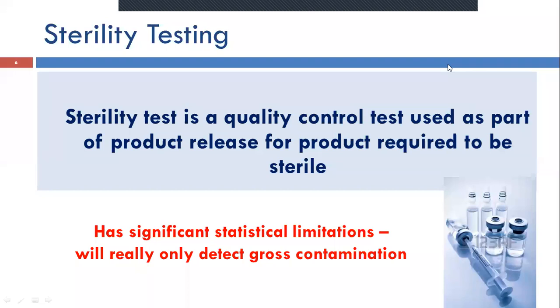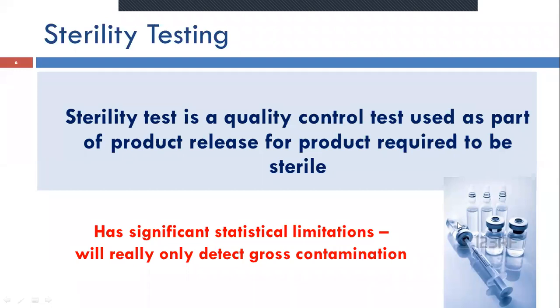They may all be present in one vial, or they may be distributed among different vials. So that is the reason this sterility test does not give you the complete picture; it doesn't indicate the complete sterility of the product. It has significant statistical limitations in that it will give only gross contamination. So if, in whatever sample has been taken, one or two samples show the presence of these organisms, then the whole product will be considered not sterile. But if you miss that, then definitely the product will be considered sterile.